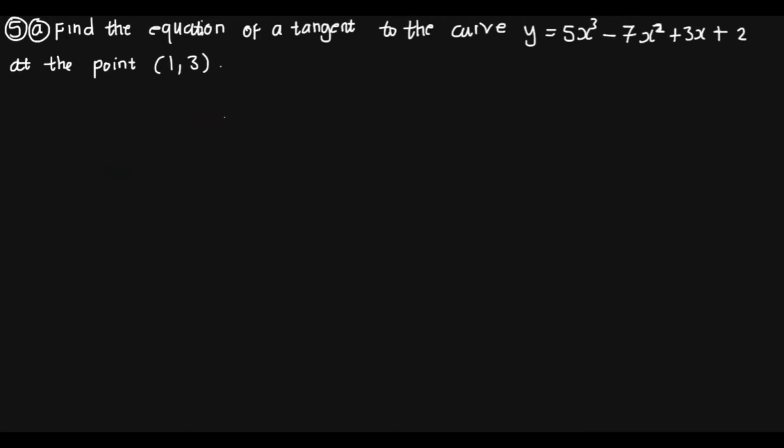Move on to question 5a. Find the equation of the tangent to the curve y is equal to 5x cubed minus 7x squared plus 3x plus 2 at the point 1, 3. So the formula for the equation of the tangent: a tangent is a straight line, so you use y minus y1 is equal to gradient, open bracket, x minus x1. Now from the point we can see that we have the x1 and y1.